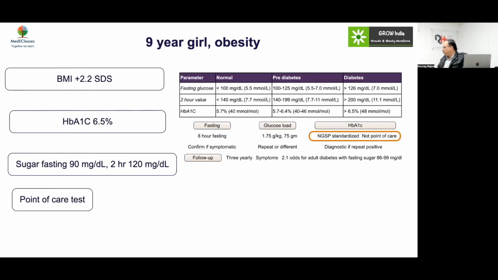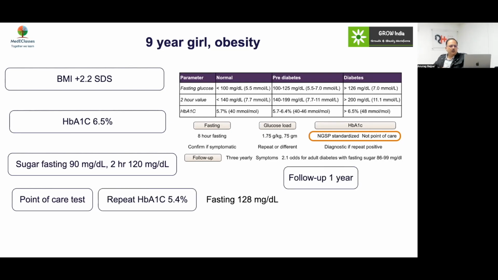So whether it was a point of care test, which again will not be reliable. On follow-up, she now develops this complication, there will be a risk. So she's more like pre-diabetes. So what will you do from here?